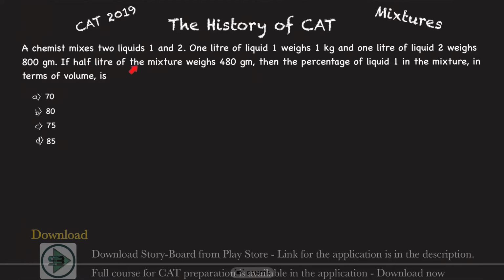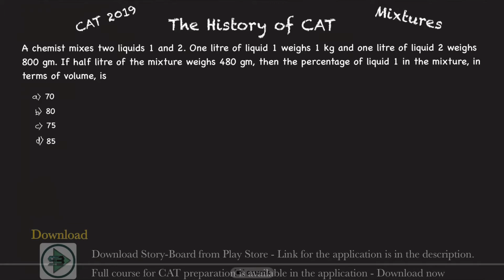If half liter of a mixture weighs 480 gram, which means I have now made a mixture from liquid 1 and liquid 2. So I mixed liquid 1 and liquid 2 and I made a mixture. Half liter of that mixture. What is the total volume? I don't know, but whatever is 1 liter, I took half liter of that, which means 500 ml. Okay, 500 ml of the mixture weighs 480 gram.